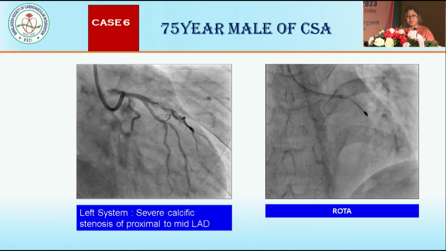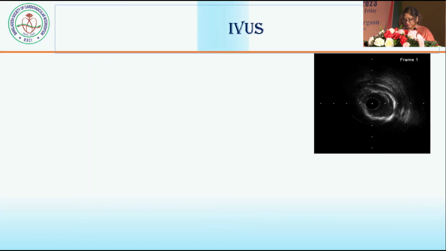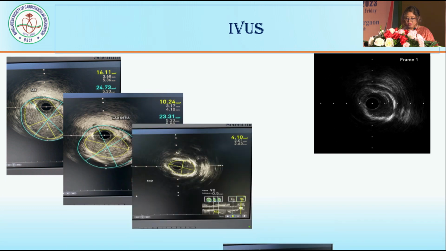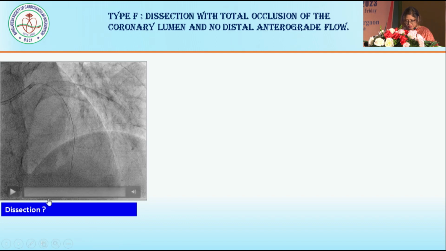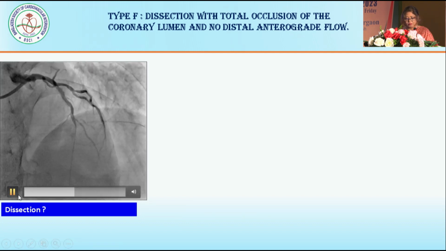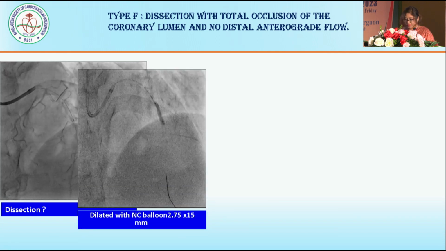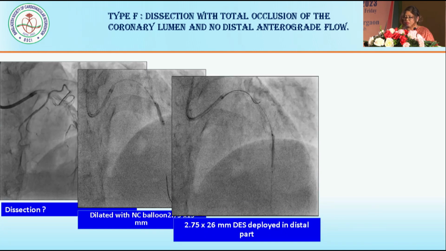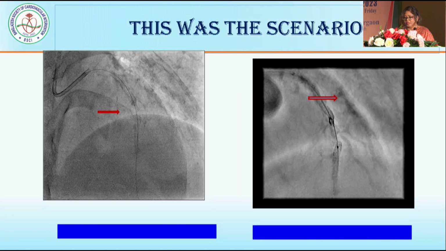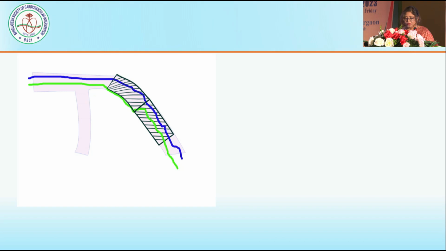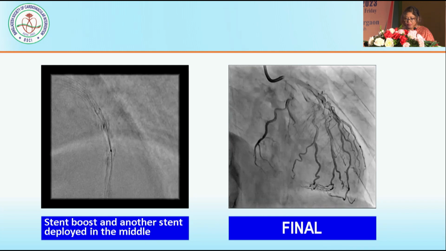Another 75-year-old male with CSA, there was a huge calcified lesion, rota done. After rota, we did the IVUS, and there was a dissection in the midpoint. So we checked with the dye and the distal vessel was occluded. So we aggressively dilated with scoring balloon, NC balloons, and deployed a distal stent and proximal stent. So there was stent migration. That is a different story. We won't go through that, but finally we managed to come out, bail out.